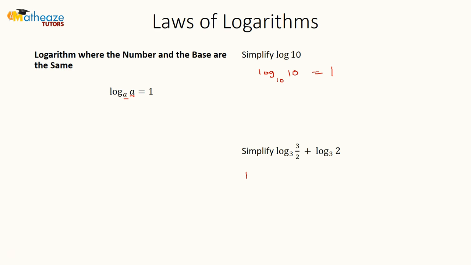Now let's look at this. We're going to apply addition. So log to base 3 of 3 over 2 multiplied by 2. So log to base 3 of 6 over 2, which is log to base 3 of 3. The base and the number whose logarithm we're looking for are the same number, so this is just going to give us the number 1.